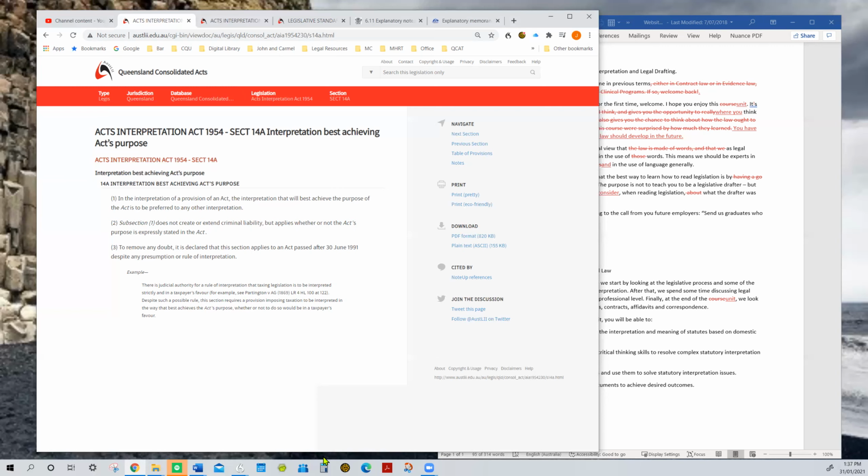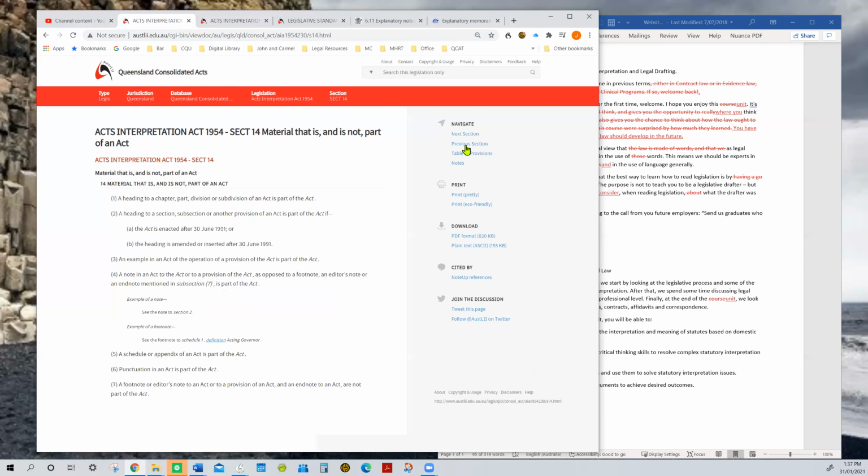Now, when I look at that example, I'd ask myself, is that part of the Act? Can I rely upon that in a legal argument, or is it just there to help me through? We'll go back to the previous section. What's part of the Act? Subsection 4. A note in an Act, as opposed to a footnote or editor's note or endnote, is part of an Act. Example, see the note to Section 2. Example of a footnote, see the footnote to Schedule 1. So it is part of the Act.